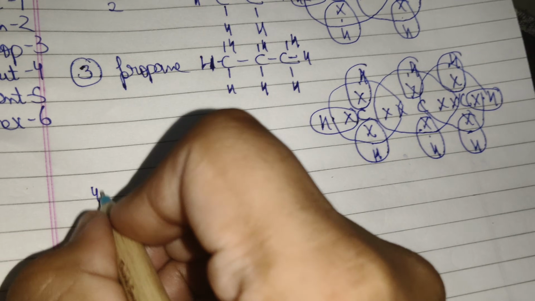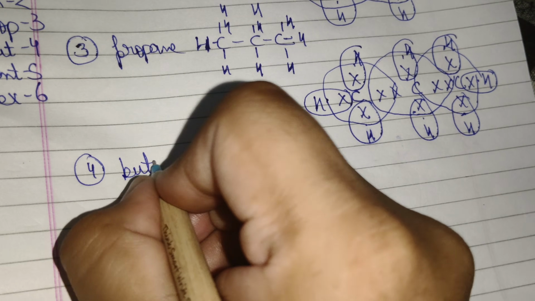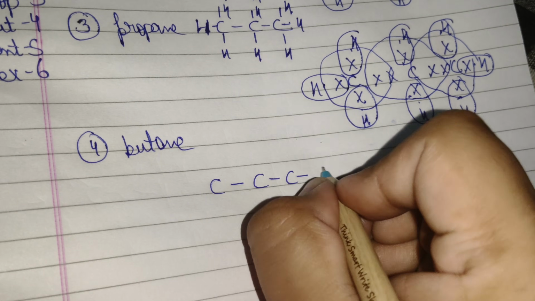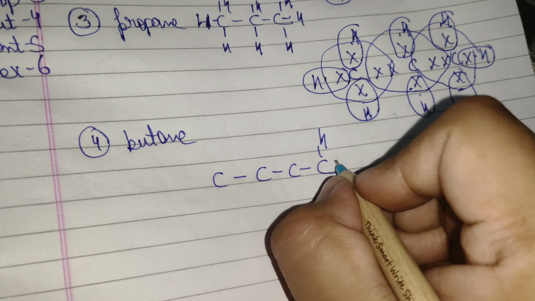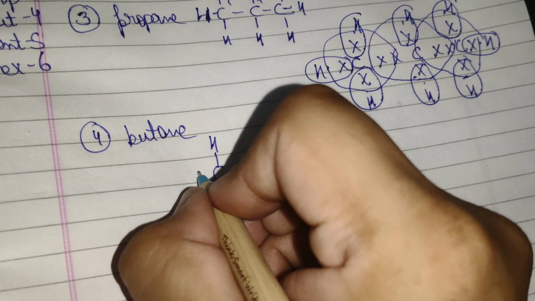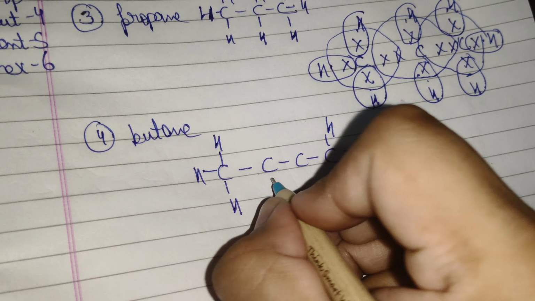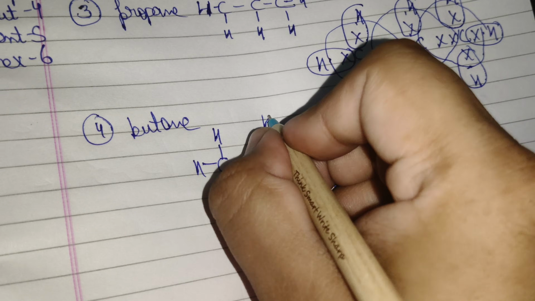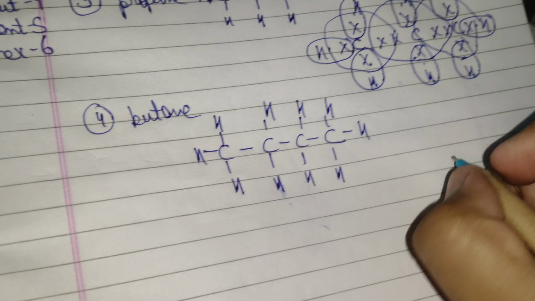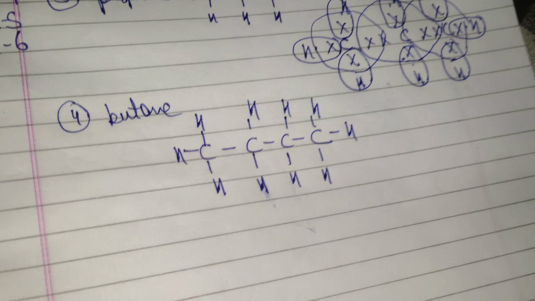Now for butane. Butane is again 4 carbons, 1, 2, 3, and 4. Now one hydrogen on each. Two bonds are already there, so only 2 hydrogens are needed. This is the structure of butane.